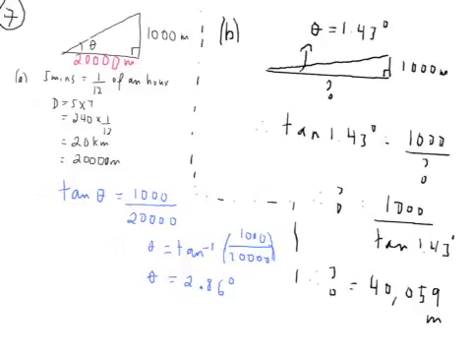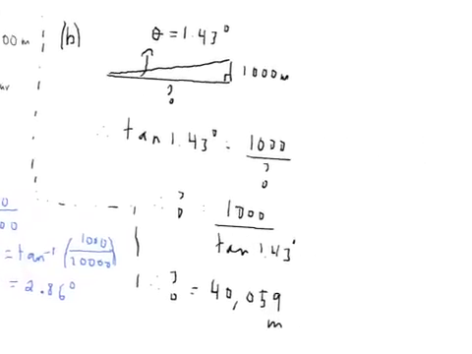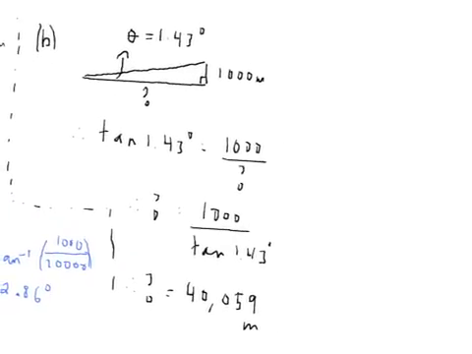Now if I proceed on to B, B says if the angle of elevation is halved, how far has the plane travelled? Given that in part A we've got 2.86 degrees, if I halve that, that's 1.43, and then I'm figuring out how far I've actually gone. So I set it up again, tan of the angle, but now I know the angle, is opposite over adjacent, and that leads me to this here.